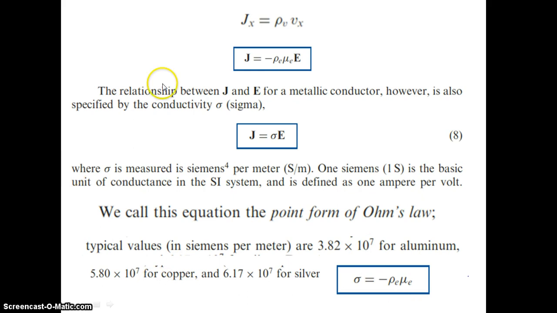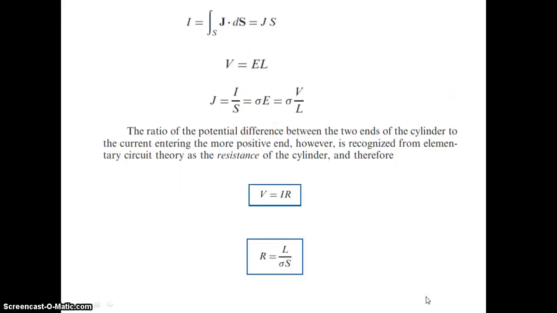Now, by analogy of these two equations, we can relate the conductivity as sigma equal to minus rho v mu e. Now I equal to J S, you know, and also V equal to E L. Equating these two, J equal to I by S equal to sigma E equal to sigma V by L.